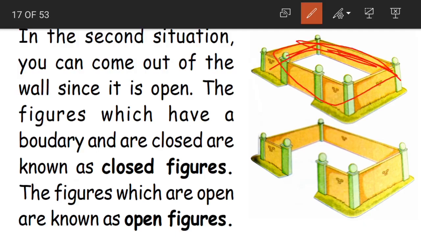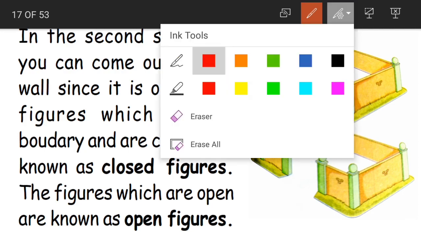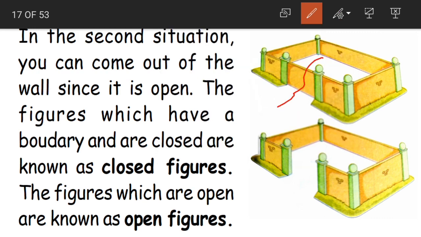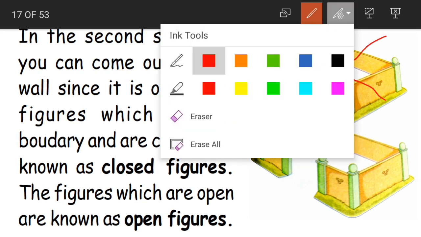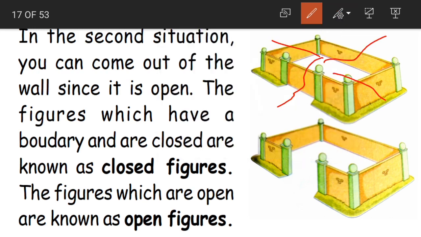This is a compound wall. And where are we? We are inside the compound wall. And now we have to come out without the help of anyone. How can we come out, children? Can you find any way to come out from this compound wall? No, there is no way.